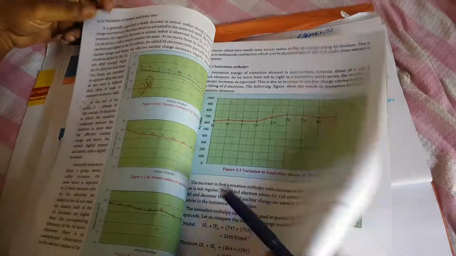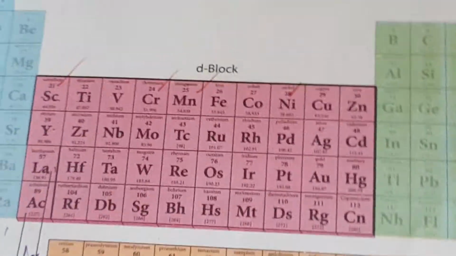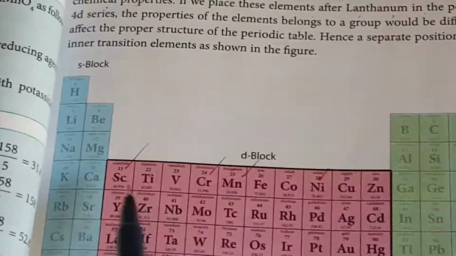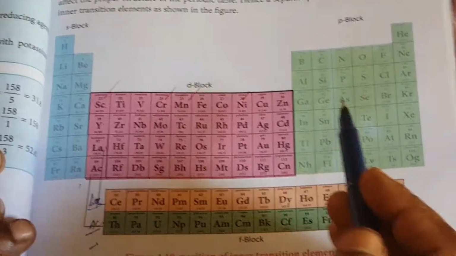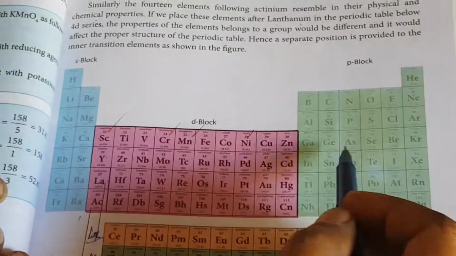Okay, so first we see the periodic table. This is the periodic table. What is meant by transition elements? Transition elements are in the middle, the center of the periodic table. They are placed between the S block elements and the P block elements. We already studied S block elements, and in the previous lesson we studied the P block elements.